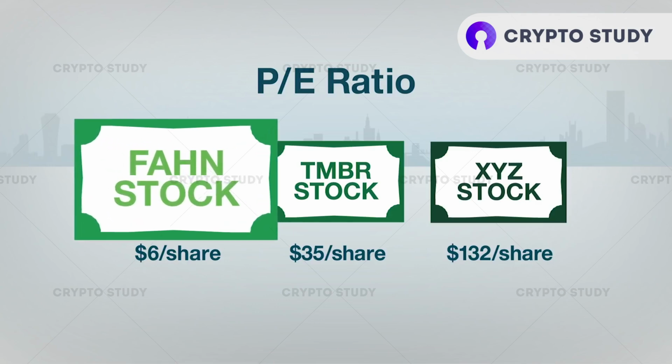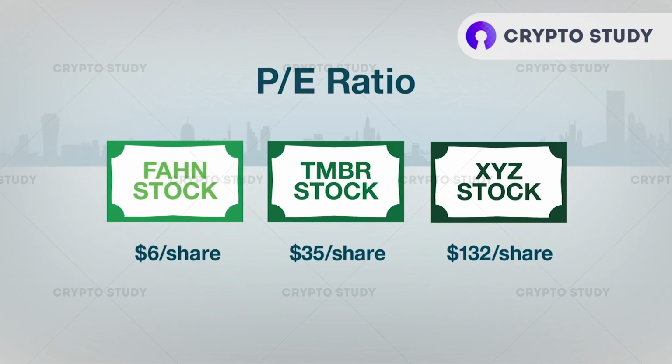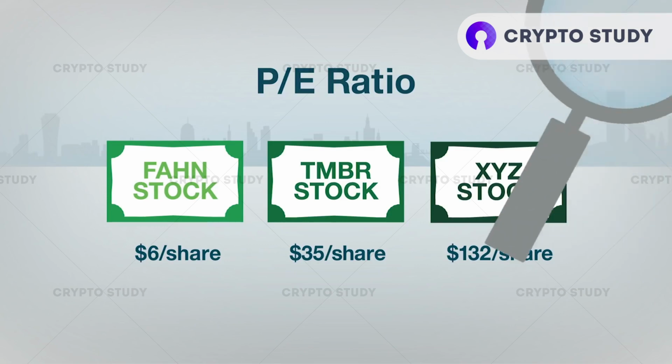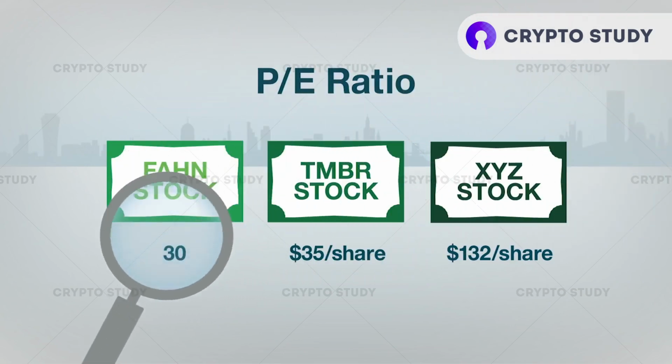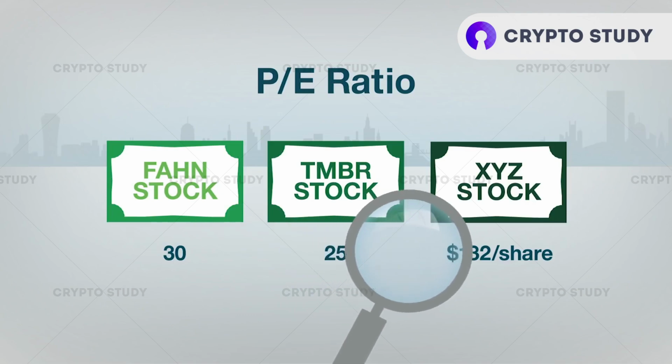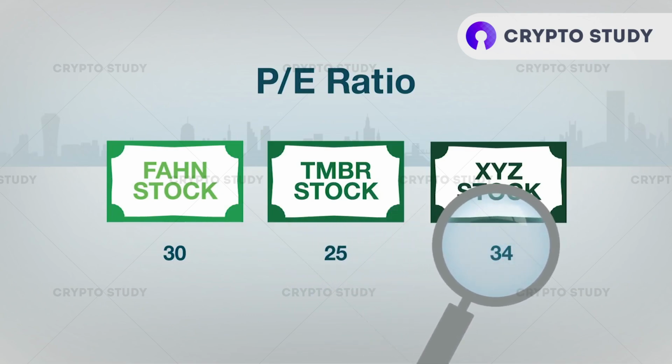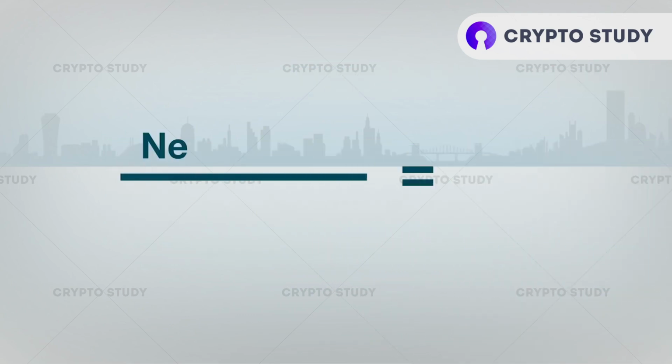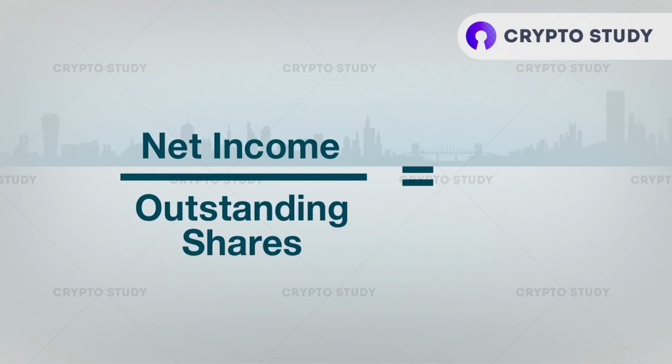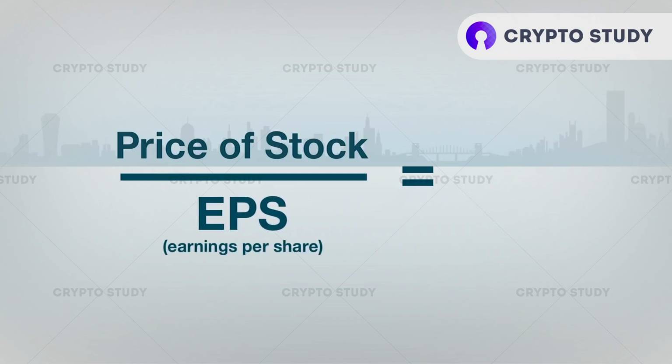Some might assume the $6 stock is the best value because it's the cheapest. However, this might not be the case, because a company's value may depend largely on the company's earnings. The PE ratio allows you to look beyond the price of a stock to see which company could be the best value. To create this ratio, first divide the net income, or earnings, by the number of outstanding shares. This number is called earnings per share, or EPS. Next, divide the price of the stock by the EPS to get the PE ratio.